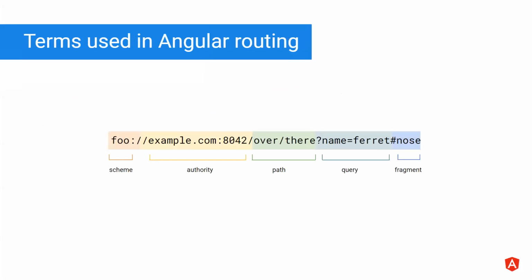Some of the terms that refer to the URL that Angular uses, the most important ones are path, query, and fragment. For today's talk, we'll mainly focus on the path, but it's good to know what you're referring to.